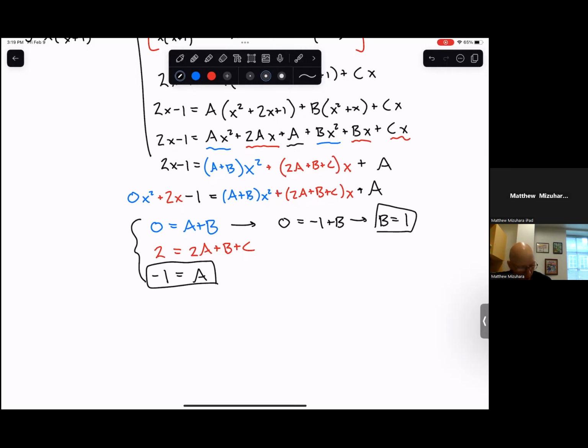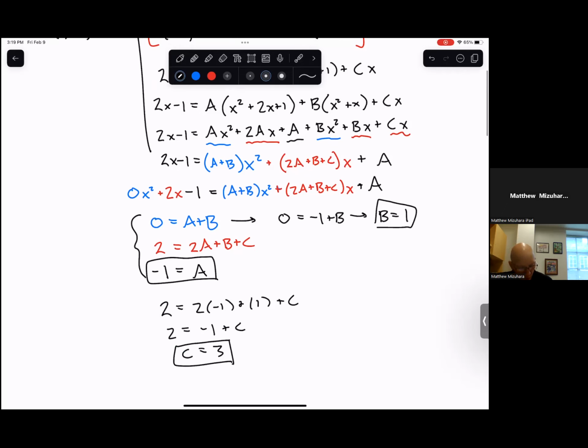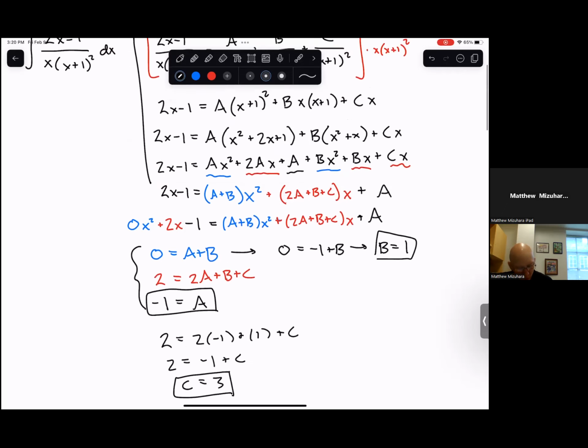I'm going to plug all of that into the second equation. That gives me 2 equals 2 times -1 plus 1 plus c. And so in other words, 2 equals -2 plus 1 is -1 plus c, or c equals 3. Okay, so that tells me, so what are my coefficients?